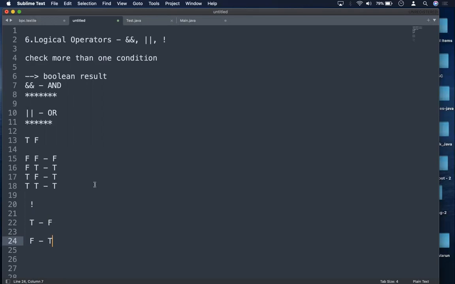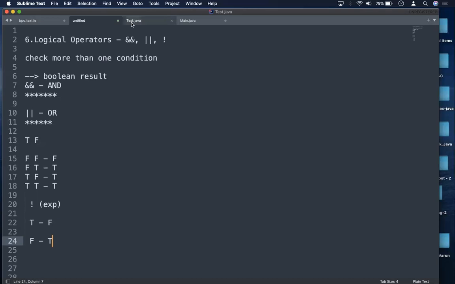So NOT of an expression. You take an expression that is evaluating to either true or false. You apply NOT. If it is true, it will become false. And if it is false, it will become true. So NOT of some expression: this expression should evaluate to true or false. If it is true, then the result is going to be false. If it is false, then it is going to be true. So that's how we have three logical operators.